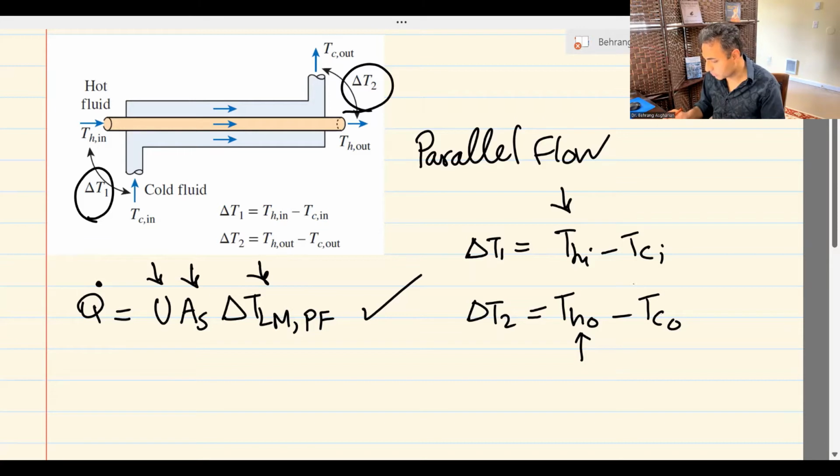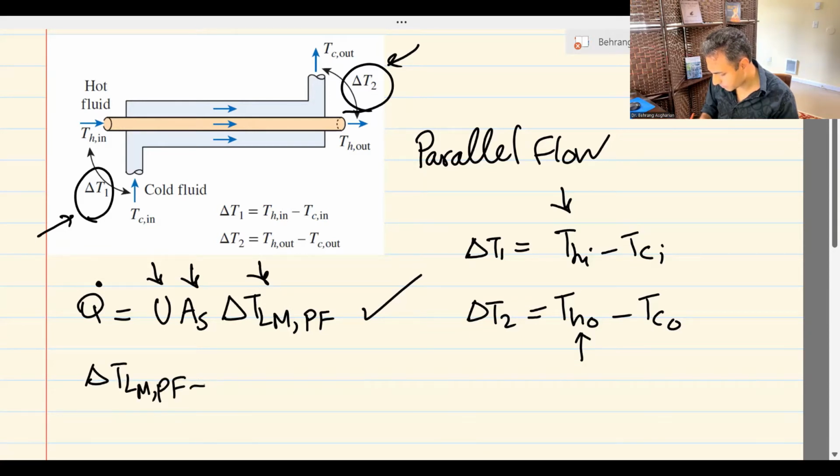Now, can you do delta T cold minus delta T hot? Yes, you can. But for both cases, left and right, you have to be consistent. Once you calculate delta T1 and delta T2, then delta T_LM for parallel flow is basically just delta T1 minus delta T2 over ln of delta T1 over delta T2.